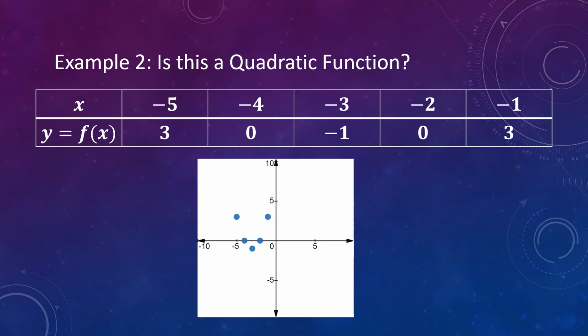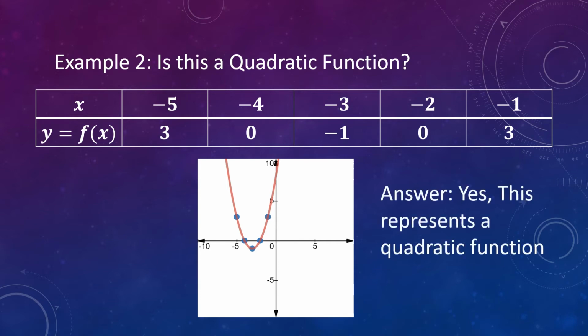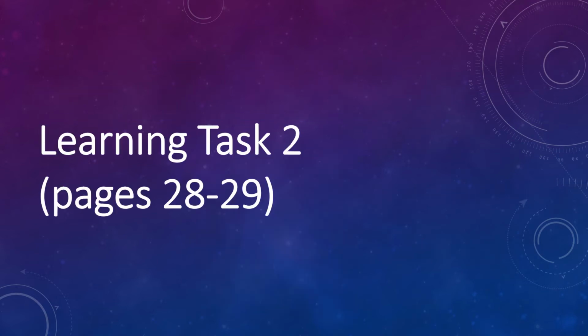Pagkatapos, kailangan nating i-sketch yung graph. If the graph shows a parabola facing upwards or downwards, then we can say that the table of values represents a quadratic function. So, dito nagtatapos yung part 2 ng video natin.